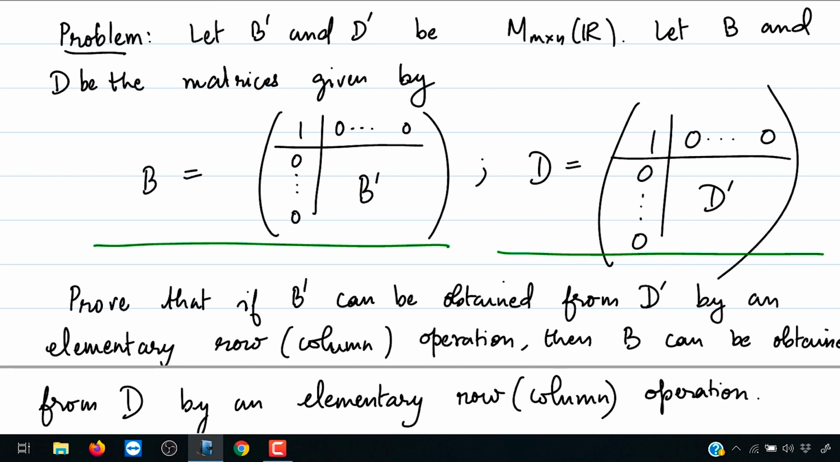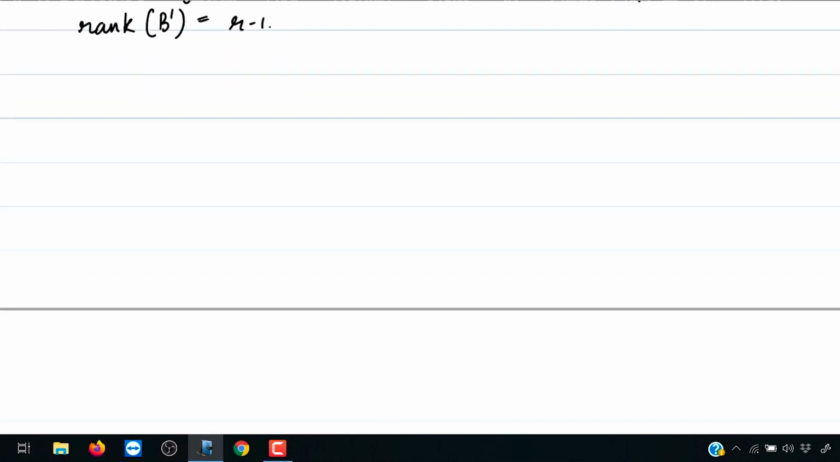some other, obviously it will not be the same. The row operation applied to B prime is by an M cross M matrix. Now in the case of B, there will be an M plus 1 cross M plus 1 matrix, which will give the row operation from D to B. B is obtained from D by an elementary row operation. Let's prove this and understand exactly how the solution works.